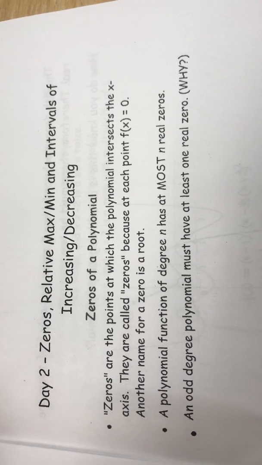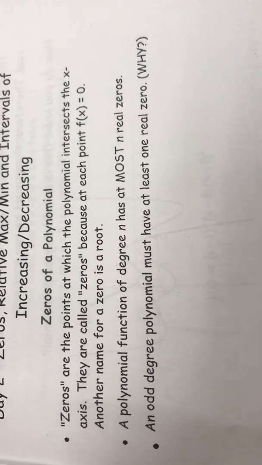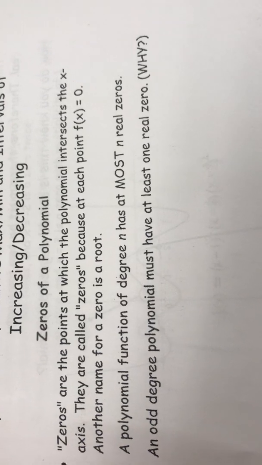Zeros, relative max and min, intervals of increasing, decreasing. The whole beginning of this is going to be super easy. It's a lot of review that we've been doing and talking about all through Unit 1 and 2.